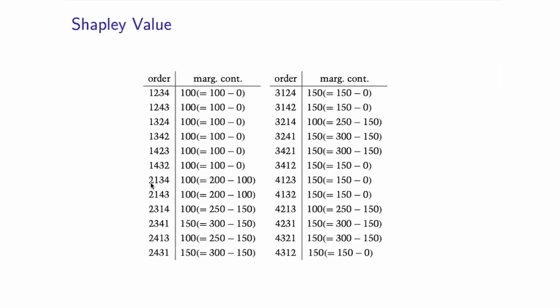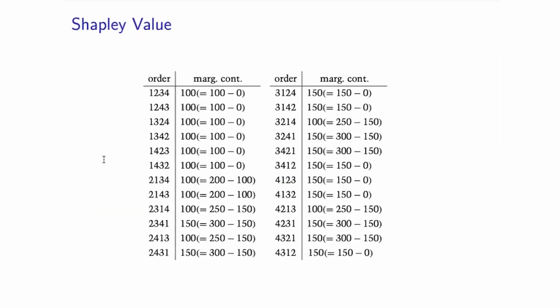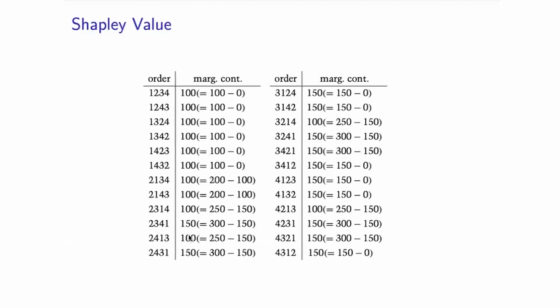Okay, let's consider some other cases. Suppose you are looking at 2, 1, 3, 4. So initially, again, 0 was there, then 2 entered, which is 100. Once you have got 1 and 2 entering, that goes up to 200. So 1's contribution is again equal to 100, right? What happens in this 2, 3, 1, 4? At the time 1 is entering, you had already 2, 3, so 150 was there. And now 1 is entering, so you end up with 250. So again, the marginal contribution is 100, right?